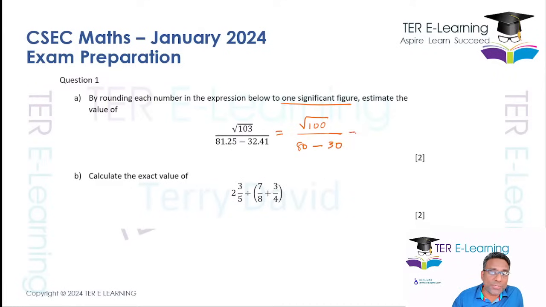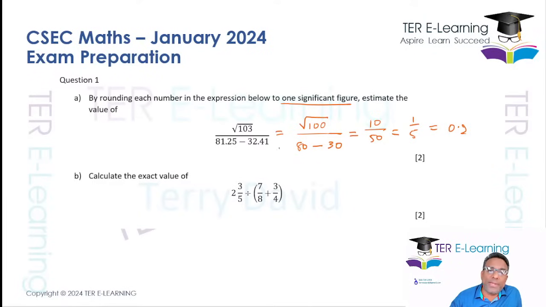What I'm asking here is that you know how to round to a certain number of significant figures. The square root of 100 is 10, and 80 minus 30 gives me 50. So the exact value here is 1/5, or you can give your answer as 0.2. I know the question may seem simple, but you have to pay attention to what you're doing here. Take your time, go through the questions carefully.